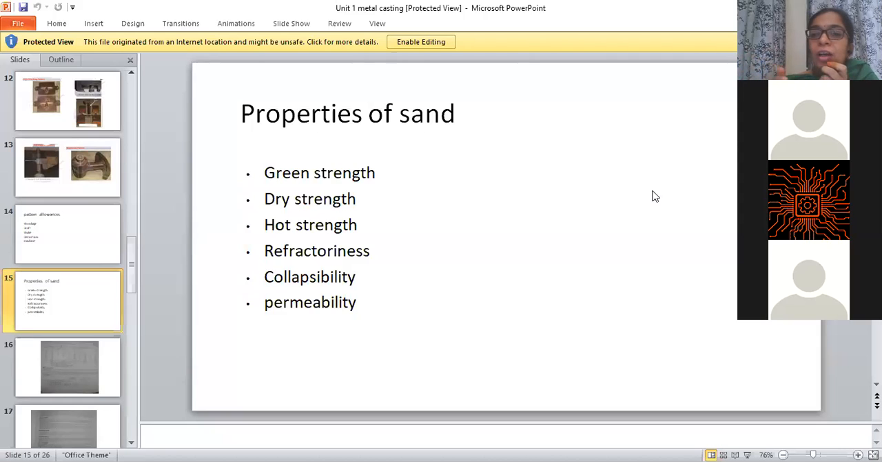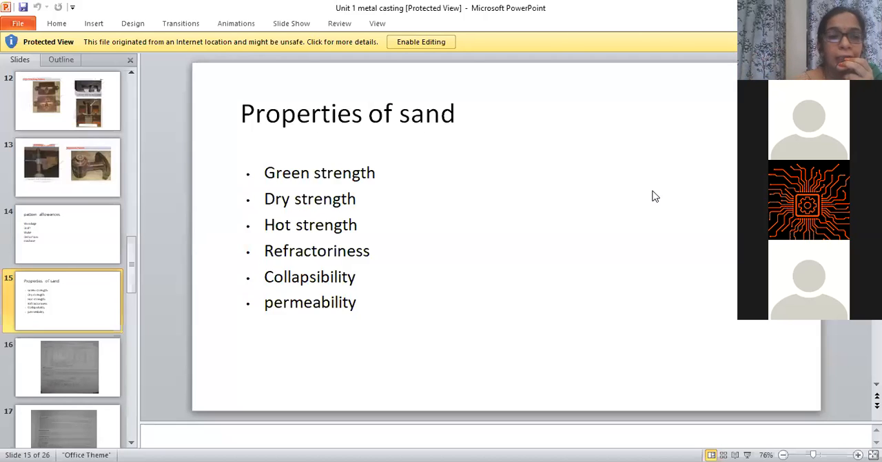Permeability is the ability of the sand to let gas escape. If it does not escape and the sand traps the gas, what will happen? It will create a defect called a blowhole. The gas will travel inside the sand and get trapped in the cavity. So you should give a vent hole. Do you remember we gave the vent hole? Yes, ma'am. Vent holes make the hot gases come out from the flask. So this is permeability. All of you make a note.